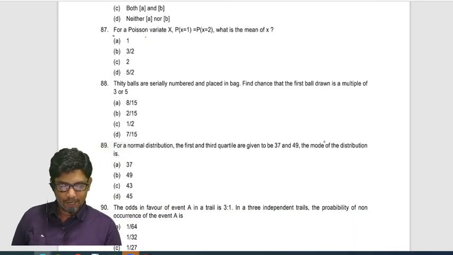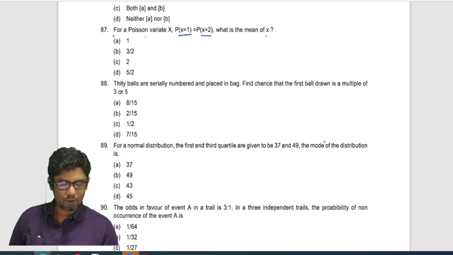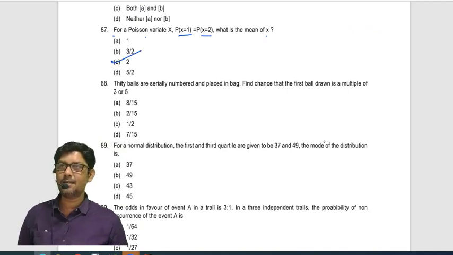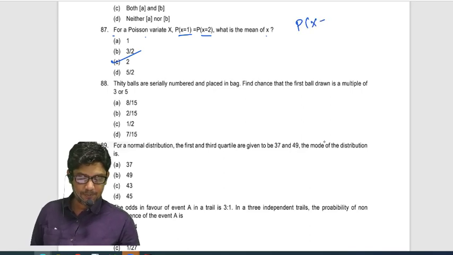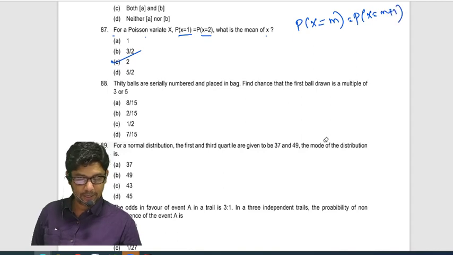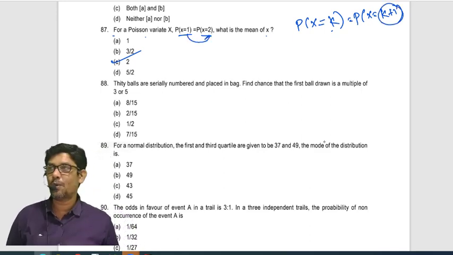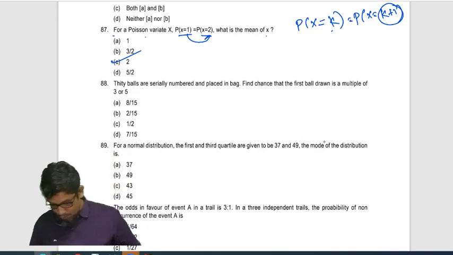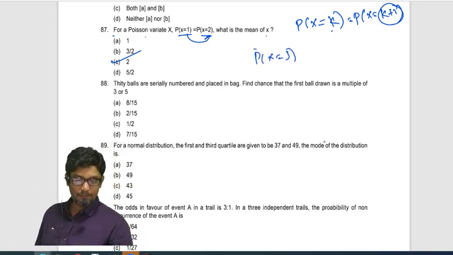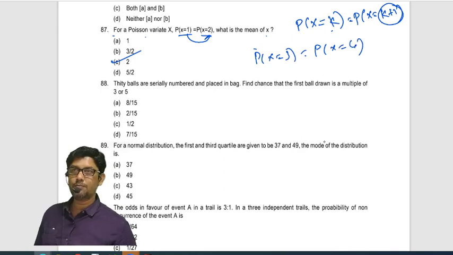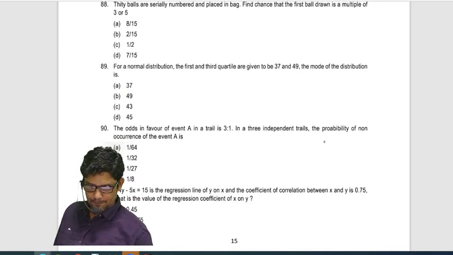For a Poisson variate, P of x equal to 1 is equal to P of x equal to 2. What is the value of m? 2, direct answer. I think you know the answer. Remember, if x is equal to k and x is equal to k plus 1, you take m is equal to k plus 1. 1 and 2, so m is equal to 2. For example, P of x equal to 3 is equal to P of x equal to 4. What is m equal to? 4. Next step.